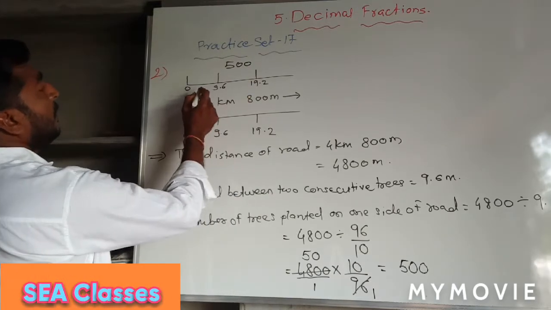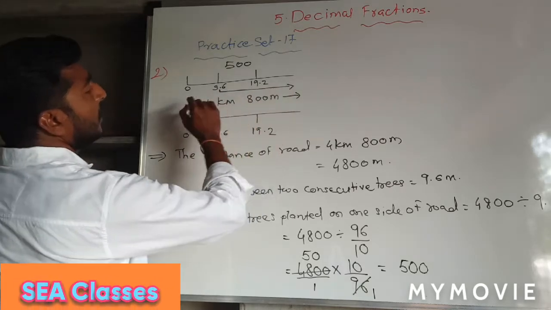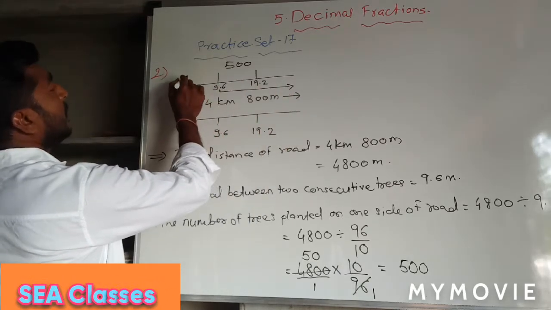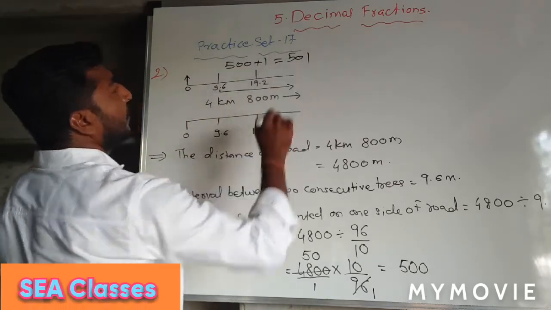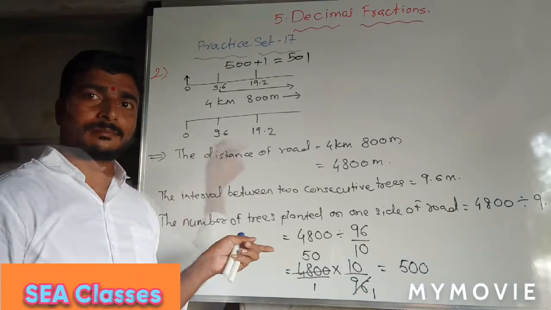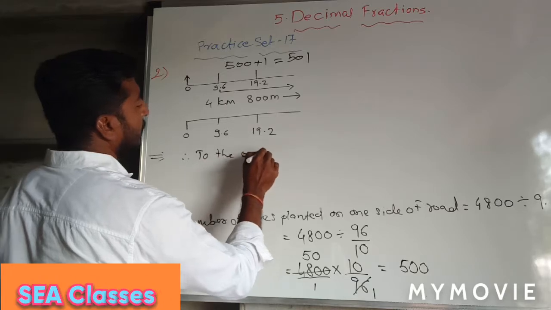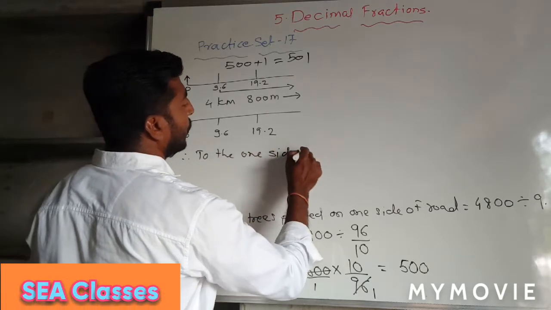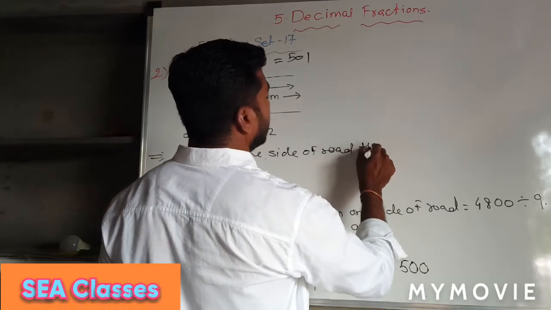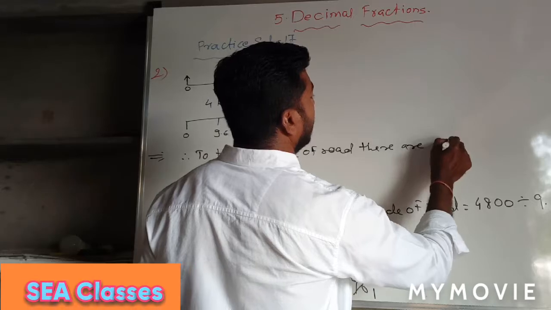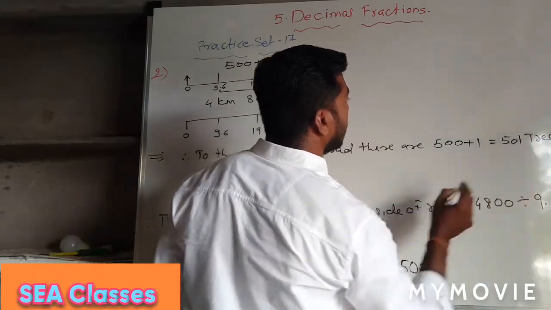But you will see that for these 500, you have started counting from the 9.6 distance, means from here. So from here there are 500 trees, and this one tree which is at the 0 distance, you have to add there. So you will see there are 501 trees to the one side. Therefore, to one side of the road there are 500 plus 1, that is equal to 501 trees.